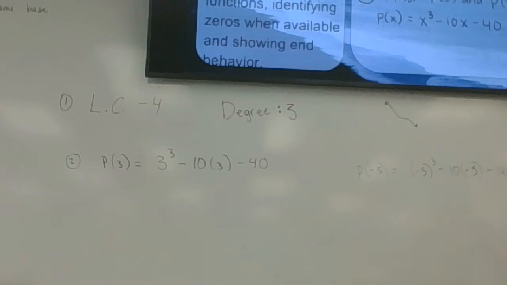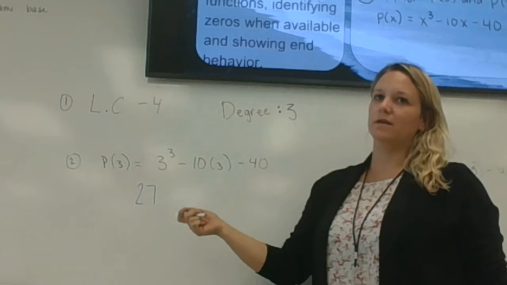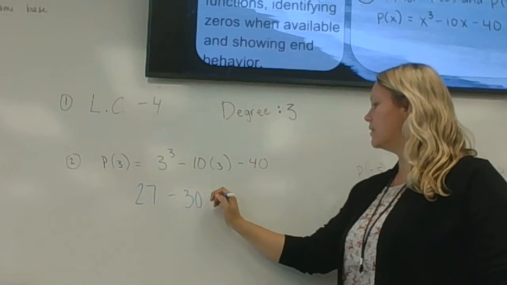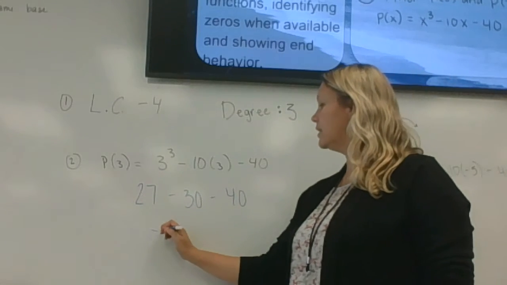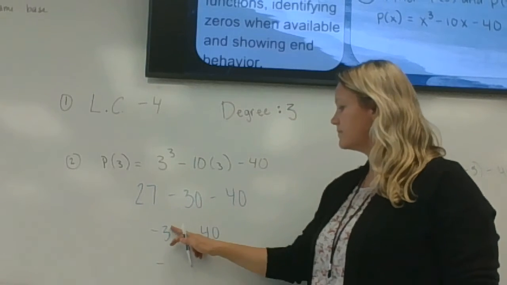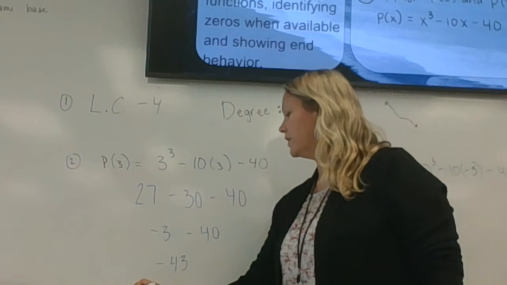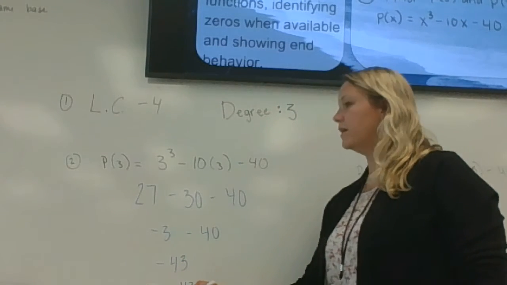So 3 times 3 times 3 is 27. So you may have put 9, kind of a simple error here. 3 to the third is 27. 27, take away 30. And you should have got negative 43. So I would say P of 3 is negative 43.